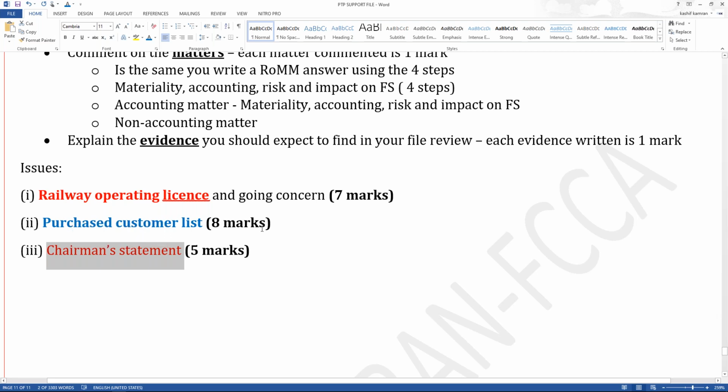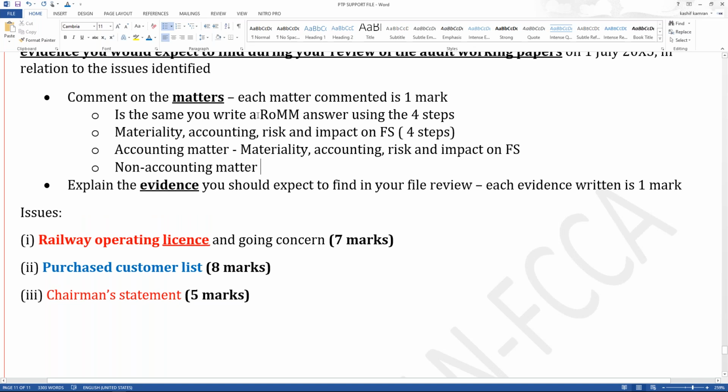Railway operating license and a going concern is an accounting matter. Purchase customer list seems like an intangible asset, is an accounting matter. But chairman statement is another information. So is chairman statement a non-accounting matter? Can we have a materiality of the chairman statement? Can we have an accounting treatment of the chairman statement? No. So that means comment on the matter is the same, you write a wrong answer, that's perfectly fine.